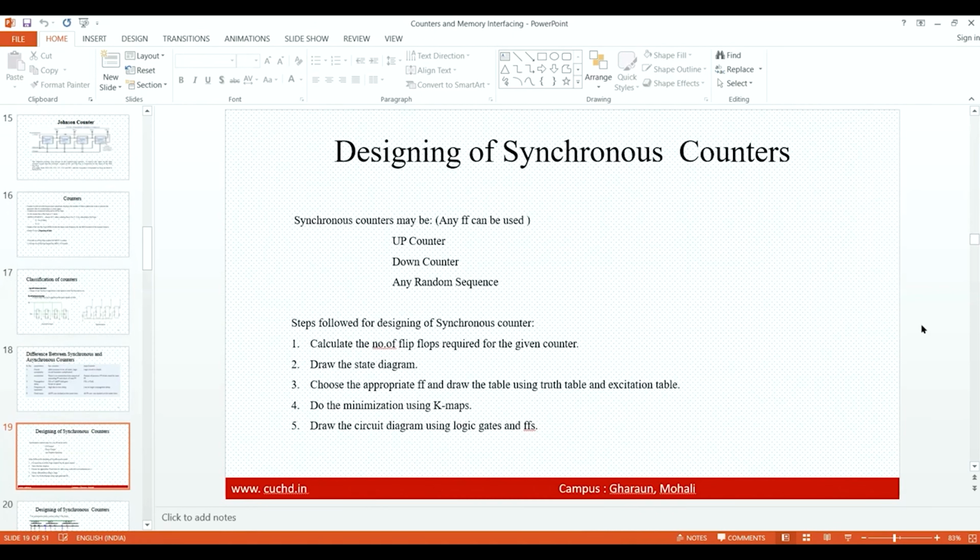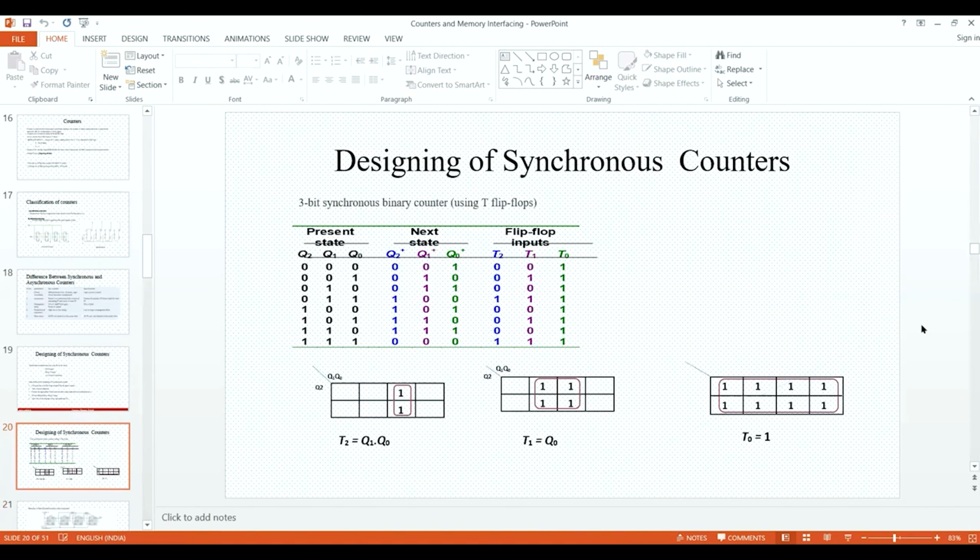If I talk about synchronous counters, you can see up counter, down counter, and a random sequence. What is the algorithm? What are the steps we can follow? First of all, we have to calculate how many flip-flops we are going to use for a counter. Then draw the state diagram. You can draw the appropriate flip-flop. Minimize, you can use a K-map also. And then the circuit diagram logic.